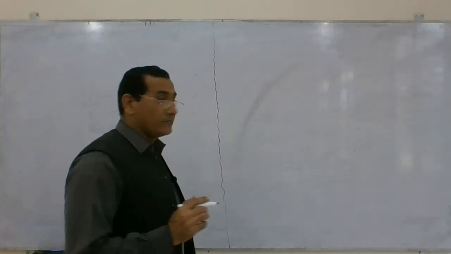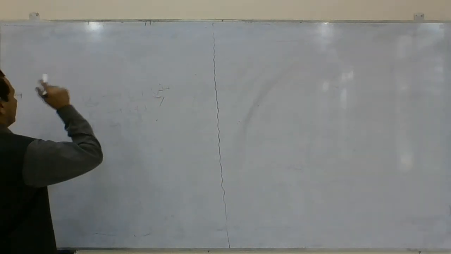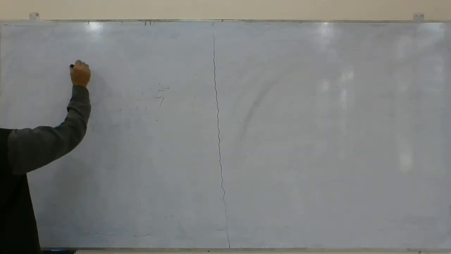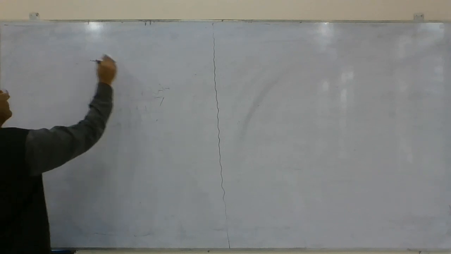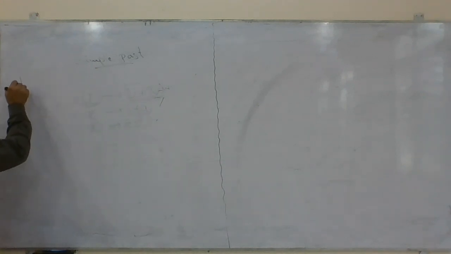Today we are going to discuss past tense and other kinds of past tense. Now, number one there is simple past. Simple past tense shows an action that started and ended in the past. Started and ended in the past.